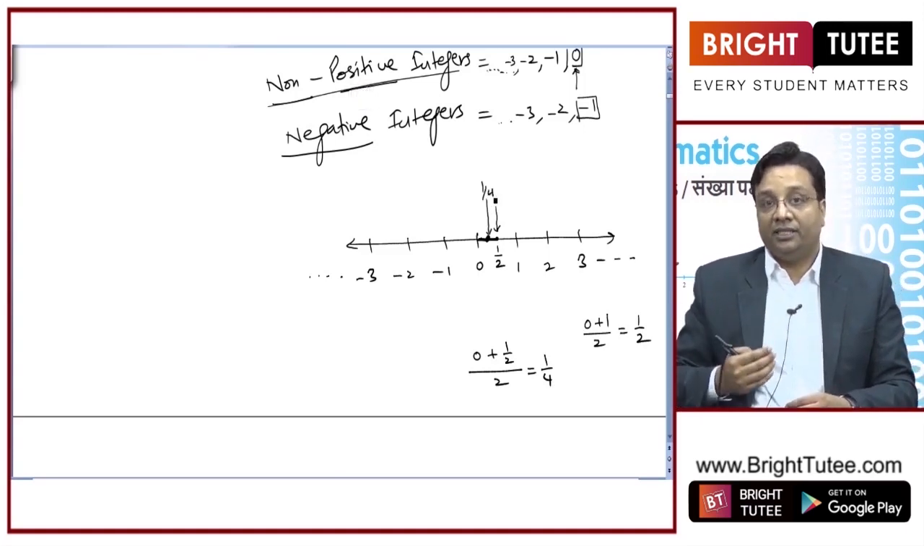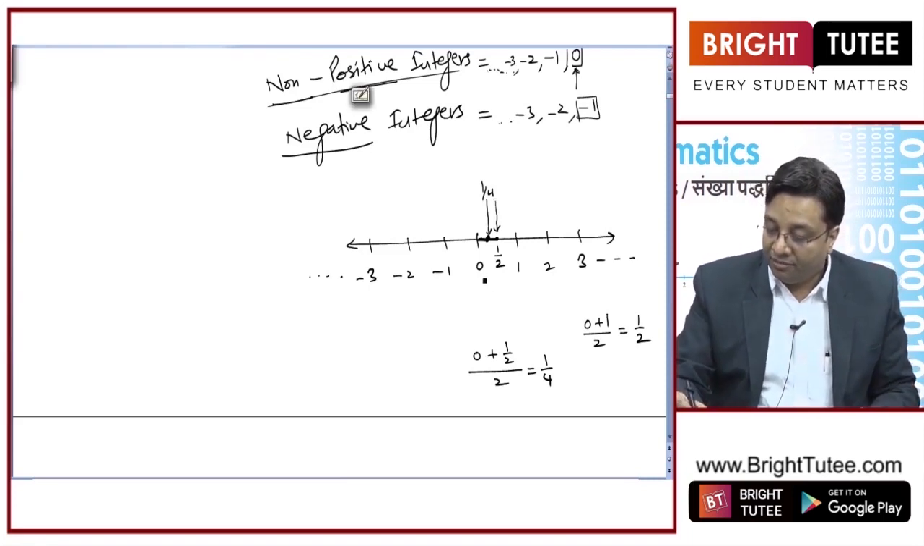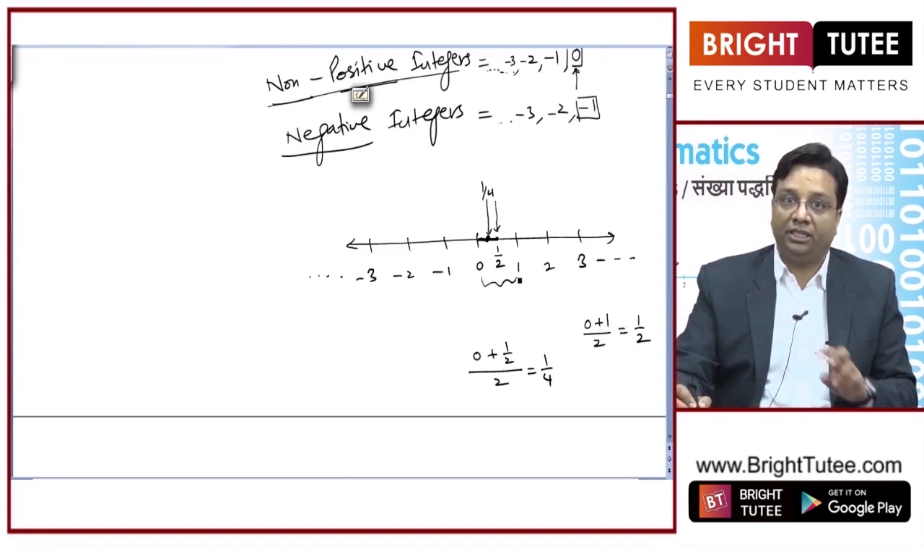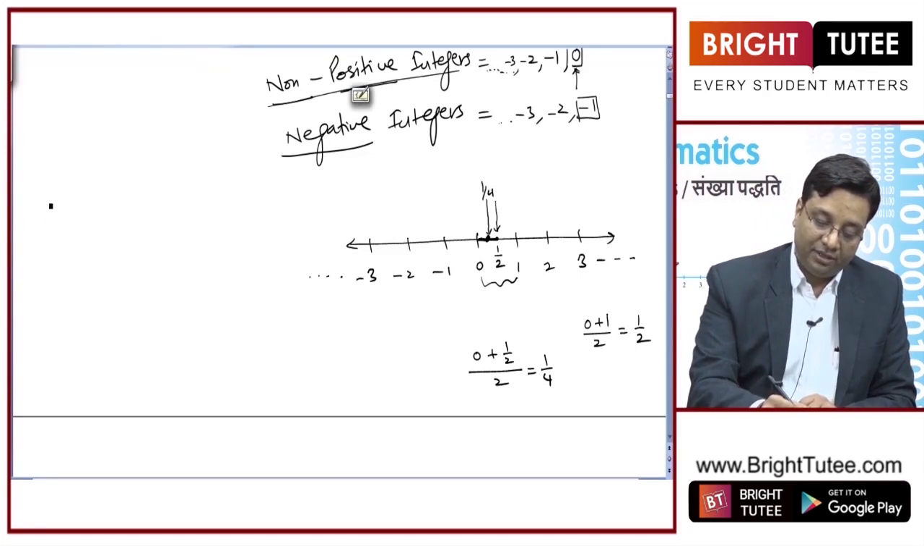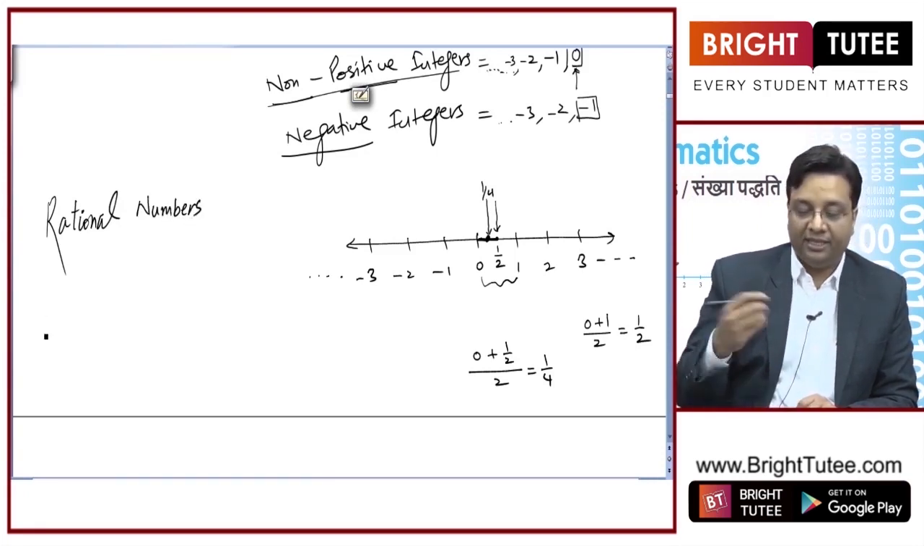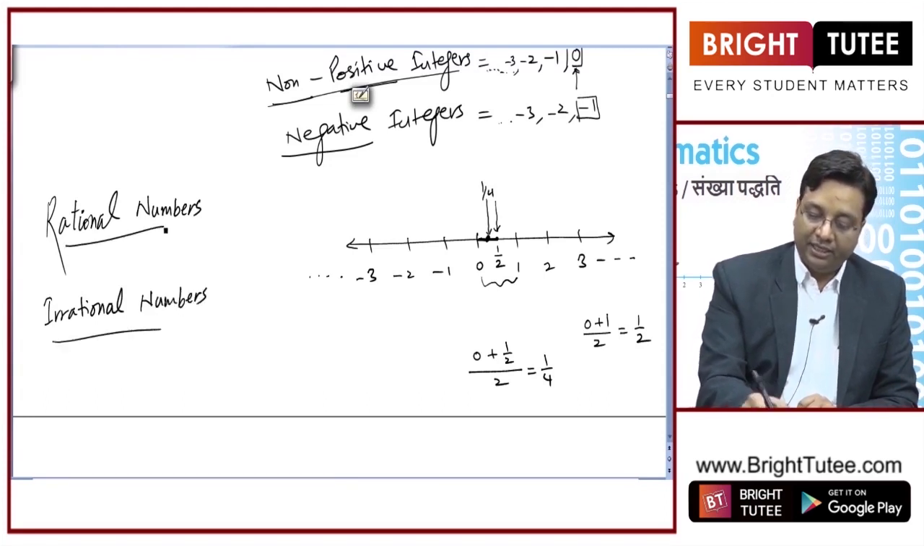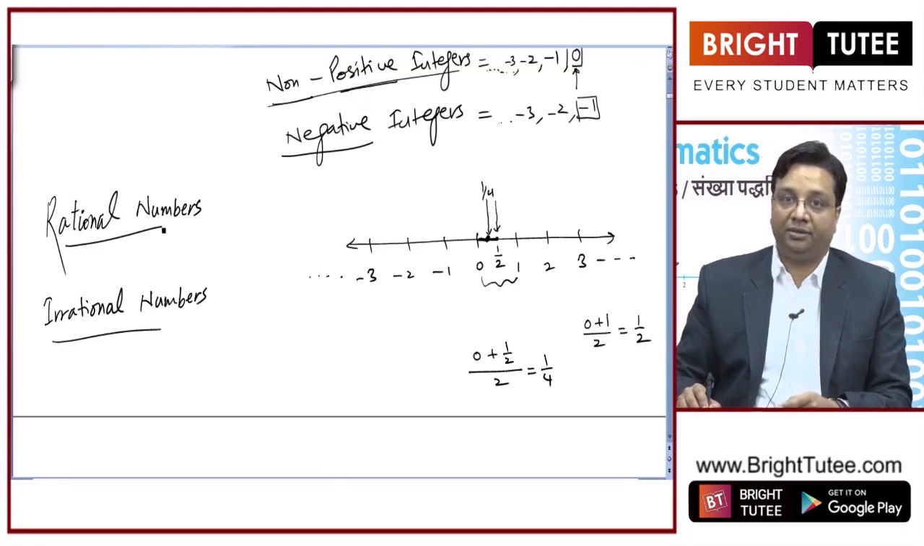So what can I say out of this? I can say that there are numbers between 0 and 1 also. We need to categorize those also. So let me categorize the numbers like this: rational numbers, and in the next lecture we will also discuss irrational numbers, but I'll give you the introduction in this lecture also. Rational numbers and irrational numbers.